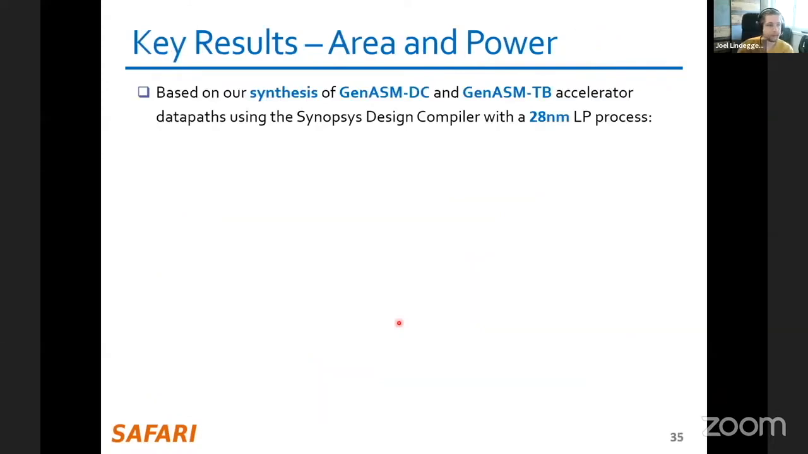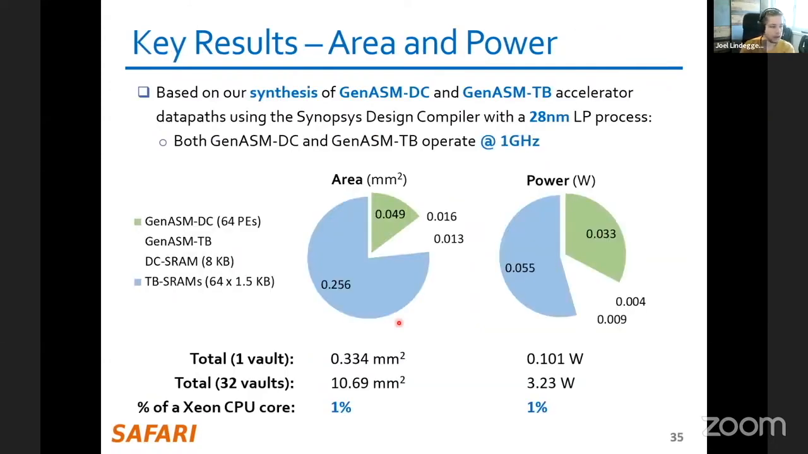So the area and power, when synthesizing, we get a list of area and power numbers. As you can see, we have four main components here. This DC part is the forward calculation part, the logic part that generates the tables. This is essentially the systolic array. Then we have the traceback part, which is the logic for generating the CIGAR string. And then we have a bunch of SRAMs down here.